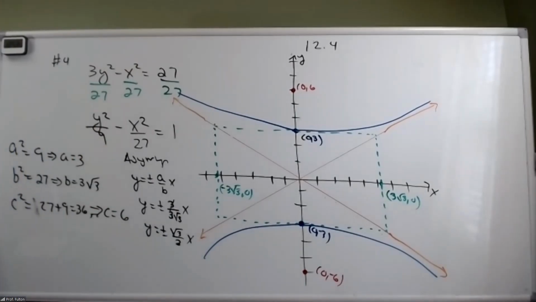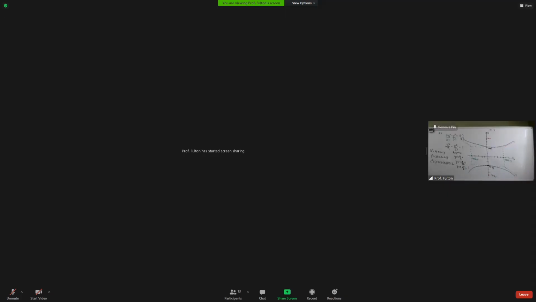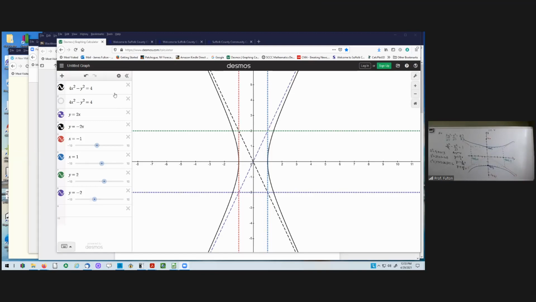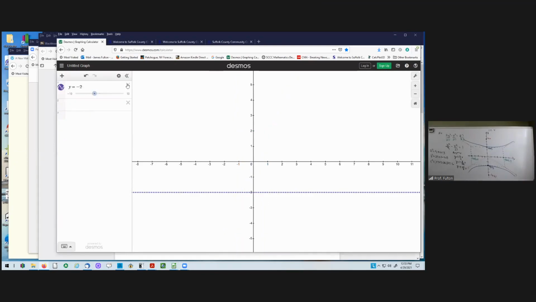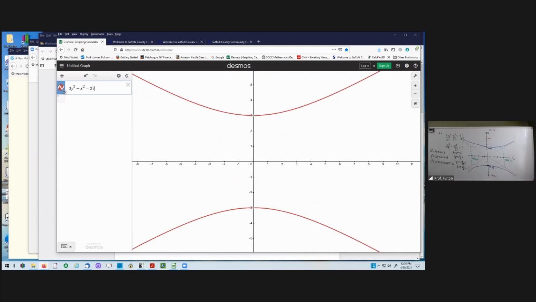And again, I can go and use my Desmos just to make sure I didn't mess something up, with a quick sanity check over here. Let me get rid of all these. And I can put the same thing, 3y squared minus x squared is equal to 27. So you can see where it's going through the 3 over here.